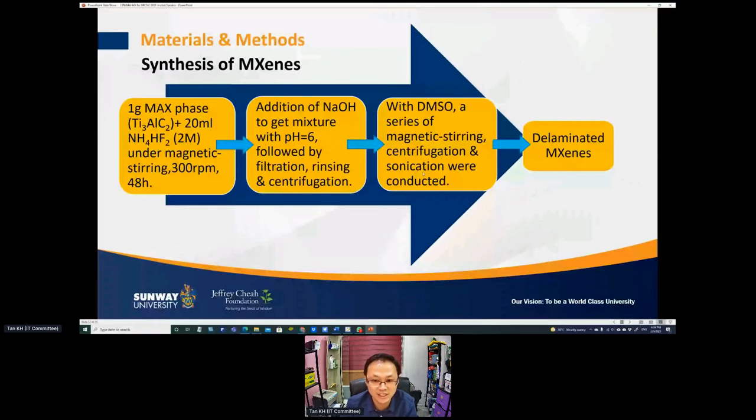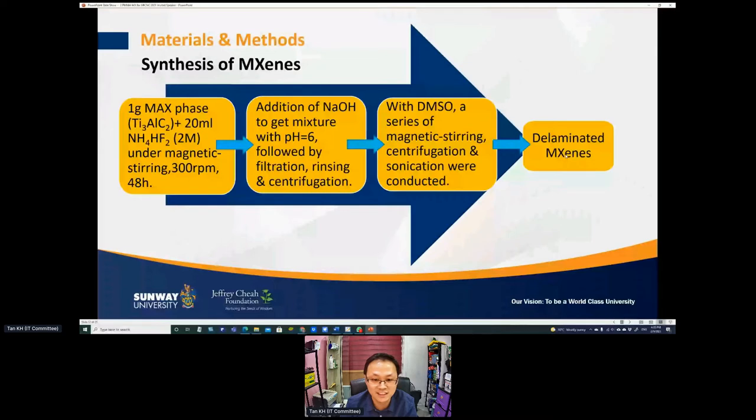But we do a further process by using DMSO. It's a very common solvent in the lab, just to introduce the delamination process, because we want to increase the space between the multi-layer structure, so that they have a certain space in between the nanosheets. That is for the good of the high conductivities. That is the purpose. We want to increase the spacing. That's why we use DMSO to introduce a bigger molecule so that they will enter into the space between the sheets of the MXene that would increase the spacing. So that at the end, we will get what we call the delaminated MXene.